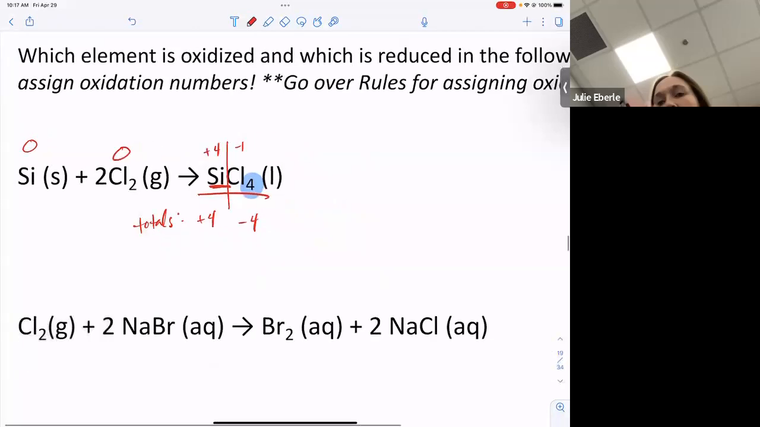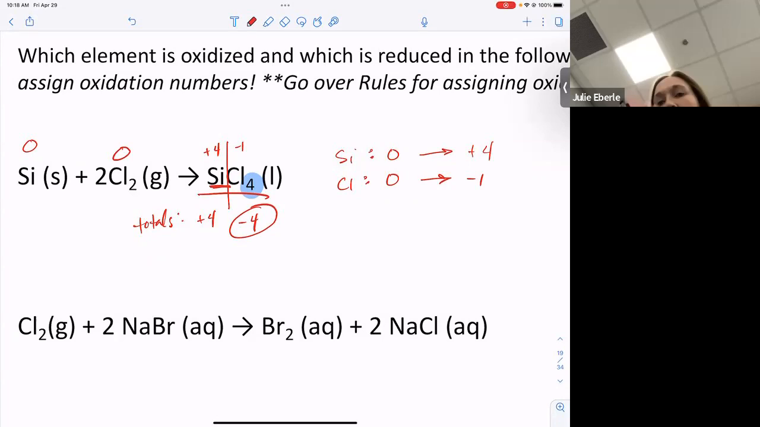So now we just see what's changing. Silicon is going from 0 on the reactant side to +4 on the product side. Chlorine is going from 0 to -1. I don't write that chlorine's a -4. That -4 is the sum of all 4 chlorines. Each chlorine has a -1. So I'm going to write that it's going from 0 to -1.